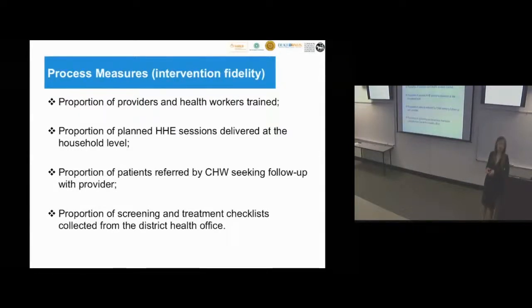The fidelity measures are key in a study like this, right? So we're looking at the proportions of providers and health workers trained. We are looking at the proportion of planned home health education sessions delivered at the household level. We are looking at the proportion of patients referred by CHWs seeking follow-up with providers, right? This is the question you were asking. We are looking at the proportion of screening treatment checklists collected from the district office.